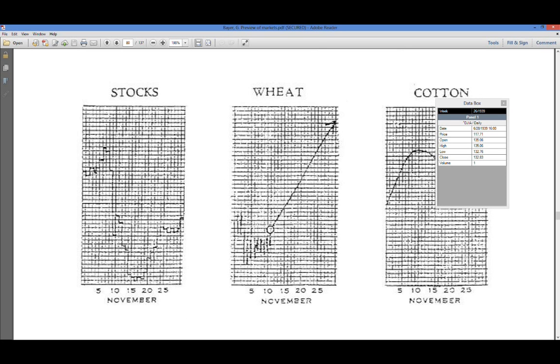Stocks, high here. This is November 1939. I got a high on the 6th, go down to a low on the 16th, and up to a high on the 24th, and then kind of a sideways market.